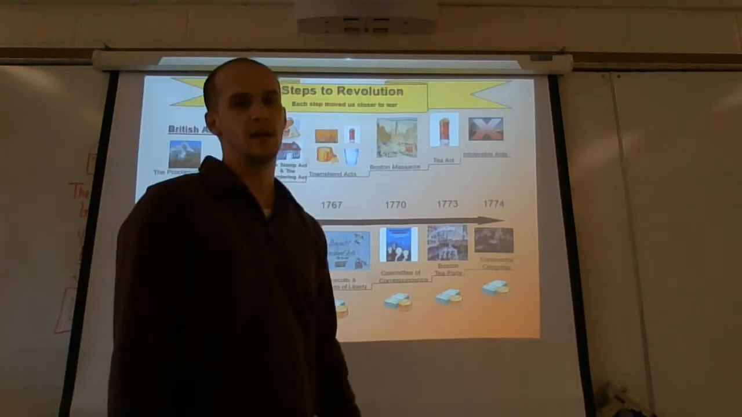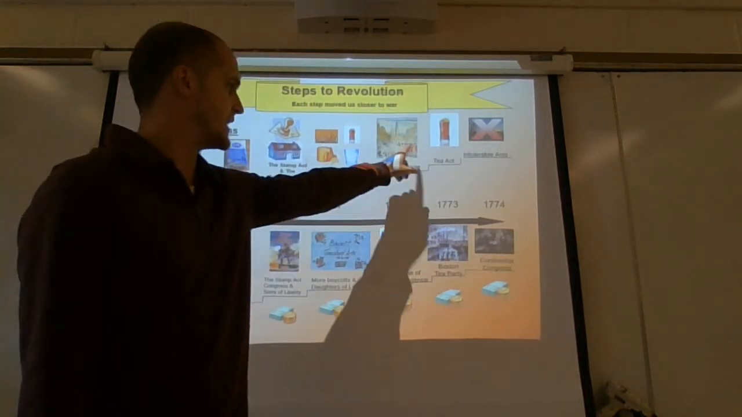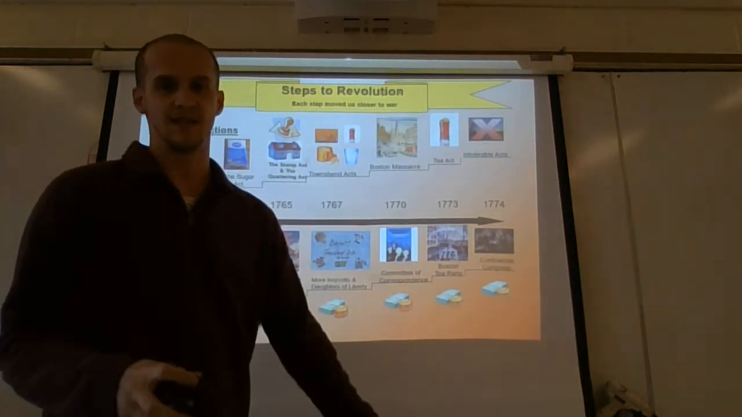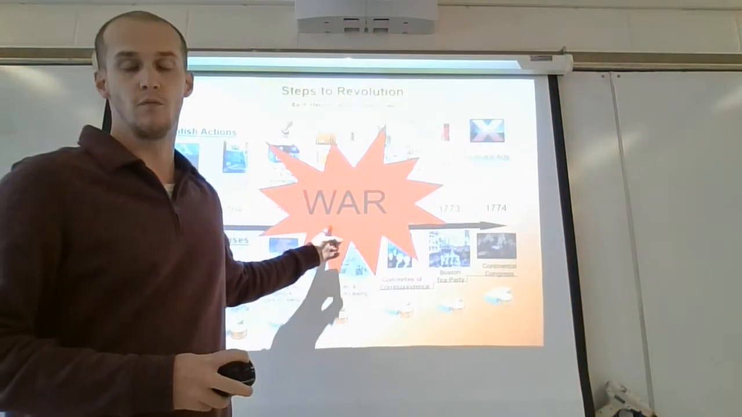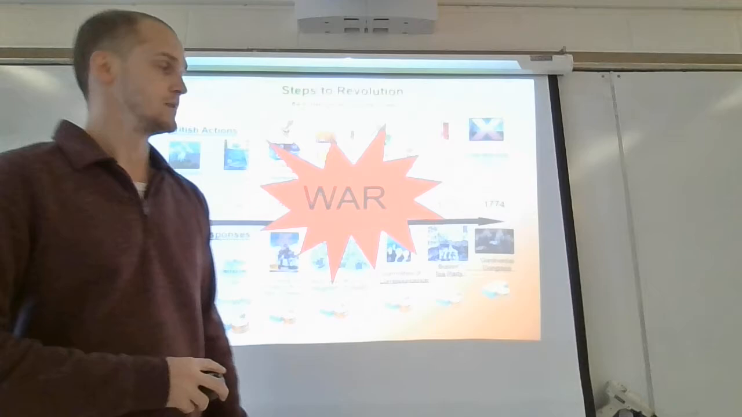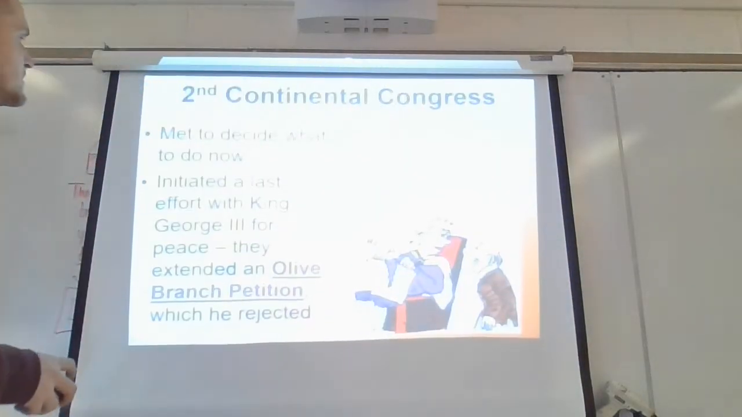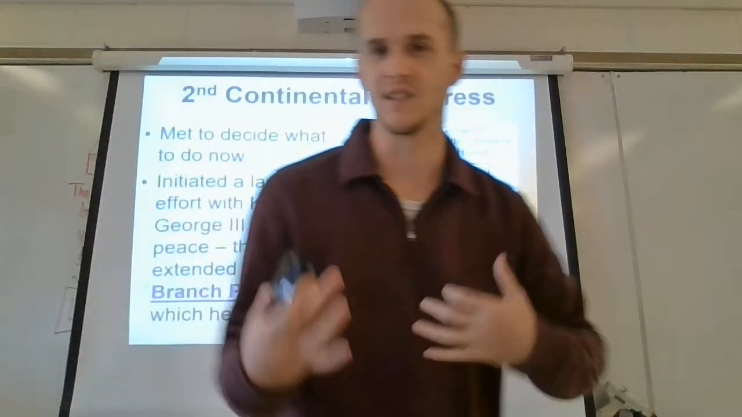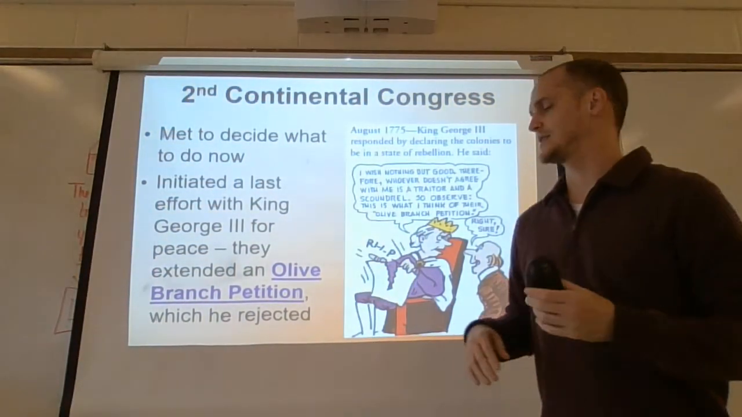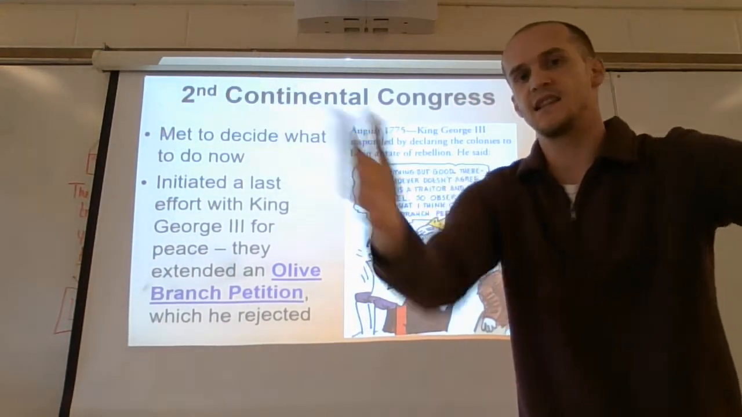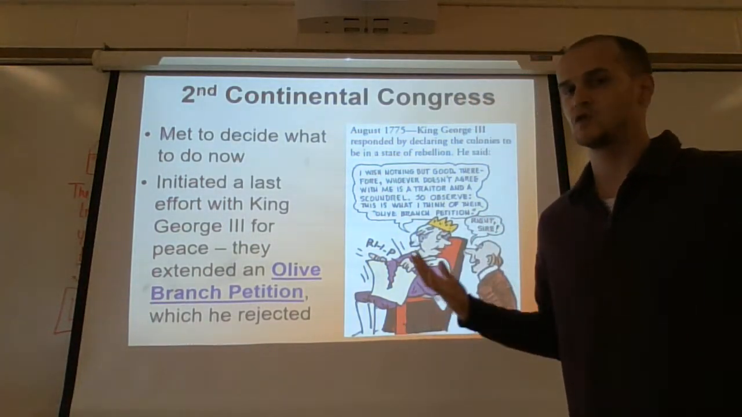Again, the idea being Britain wants more money. The colonists feel like that money should not come at their expense. And so what do you get? Pow! You get war. All right, so the Second Continental Congress. We talked about this in the last video. Just a brief overview. The Second Continental Congress comes together. They extend the Olive Branch Petition. Again, this is a peace treaty of sorts.